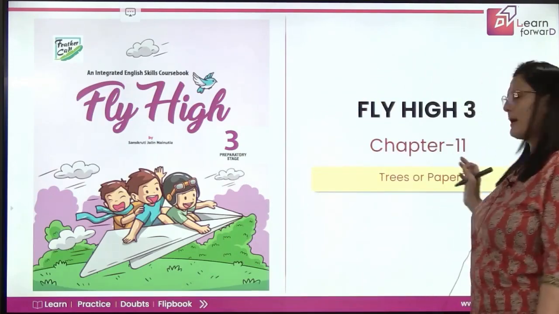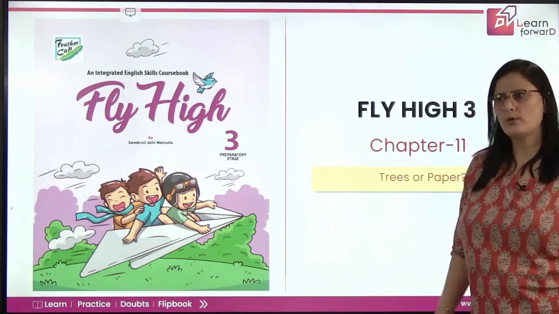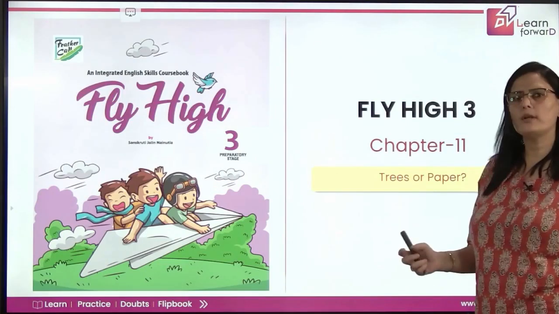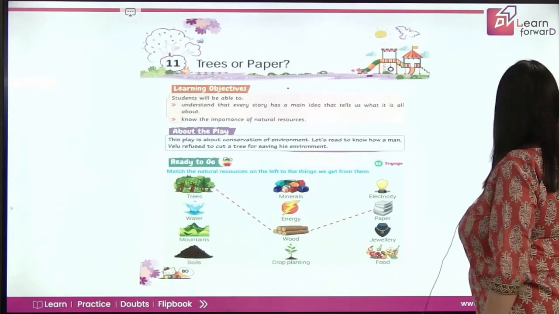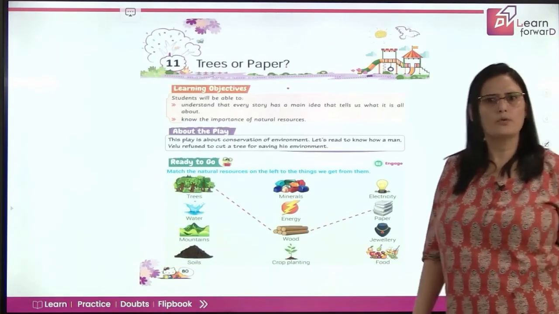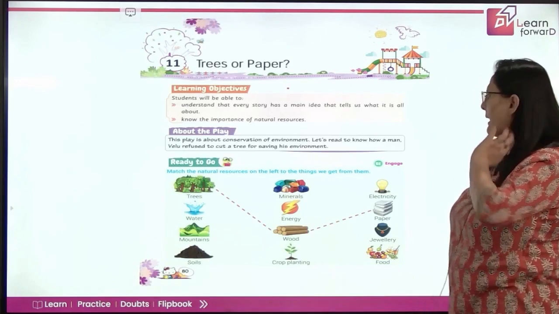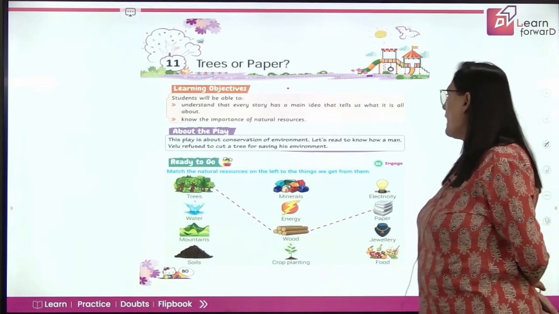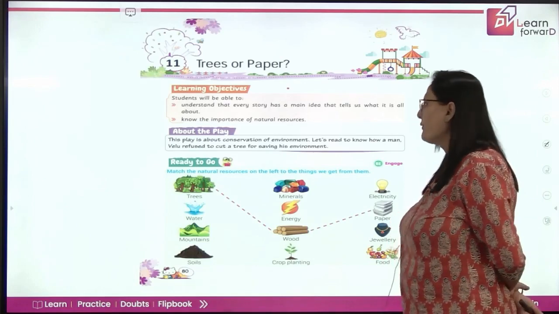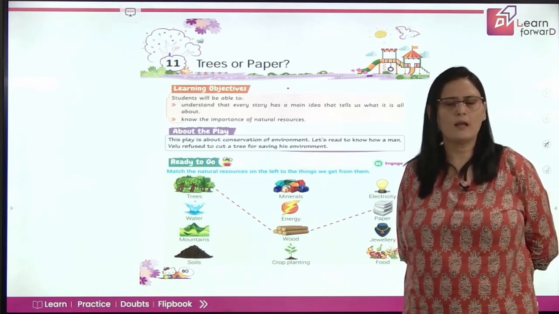Now we are on chapter 11, the second last chapter of the book, which is called Trees or Paper. You all know that we get wood from trees, we get paper from trees, right? So this play is about conservation of the environment. Let's read to know how a man, Velu, refused to cut a tree for saving his environment.